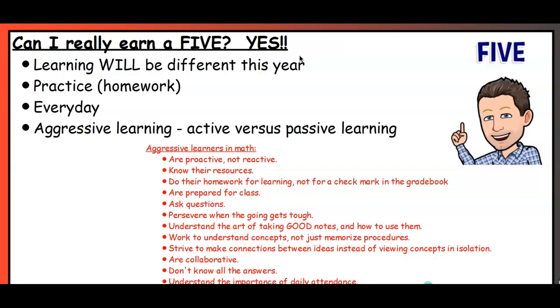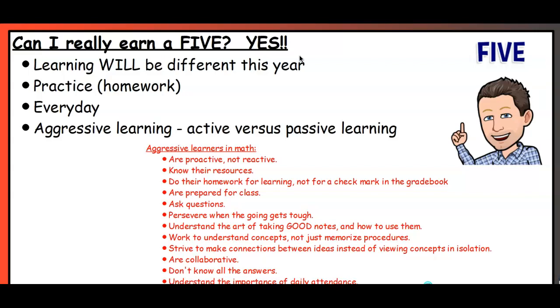They look for opportunities to learn and ask questions. Aggressive learners know their resources, and a little later on in this video, I'm going to share with you some of the resources that are available to you, and you have to search those things out and know what's there. Aggressive learners do their homework for the purpose of learning, not to just get a check mark in the grade book. Homework is really where math is learned, so you need to do a really good job in your homework. Aggressive learners are prepared for class, meaning the work is done, they have all the materials that they need, and they're ready to ask questions.